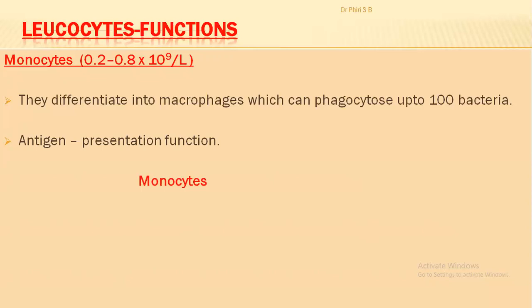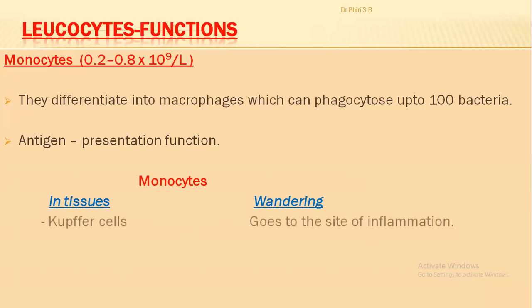These monocytes have different names depending on the tissues they move to. So we have wandering macrophages or monocytes. These are just wandering within the tissues. These are the ones that go to the site of inflammation, so they are called wandering macrophages. Depending on the tissues they migrate to, we have different types of monocytes.